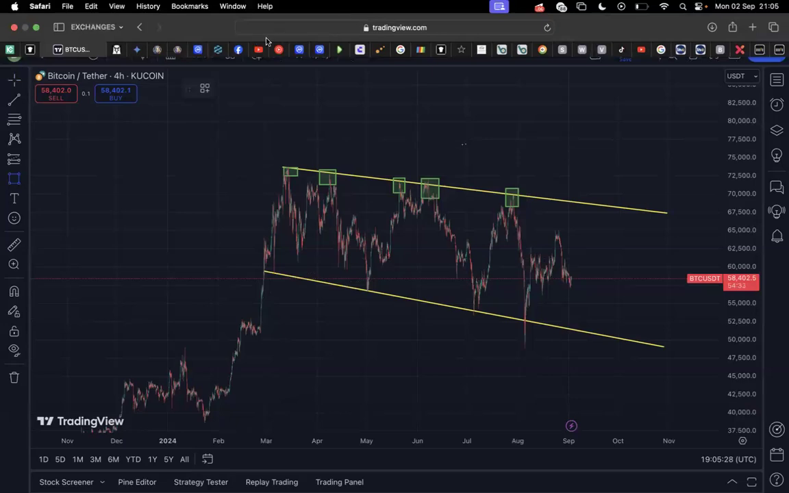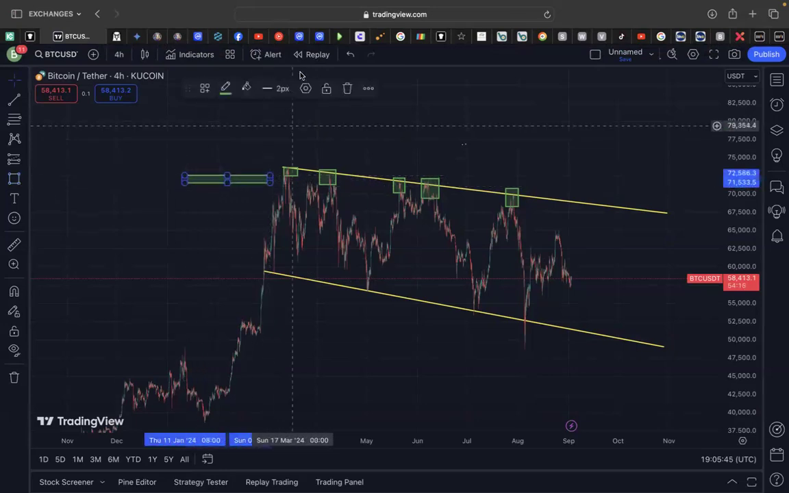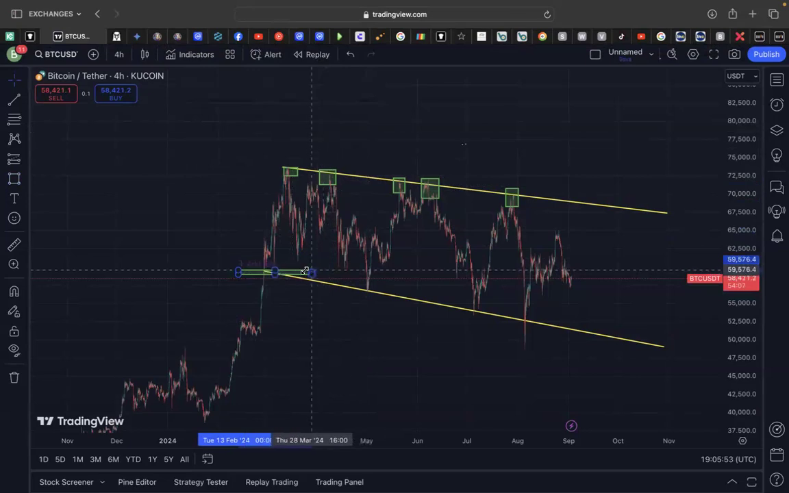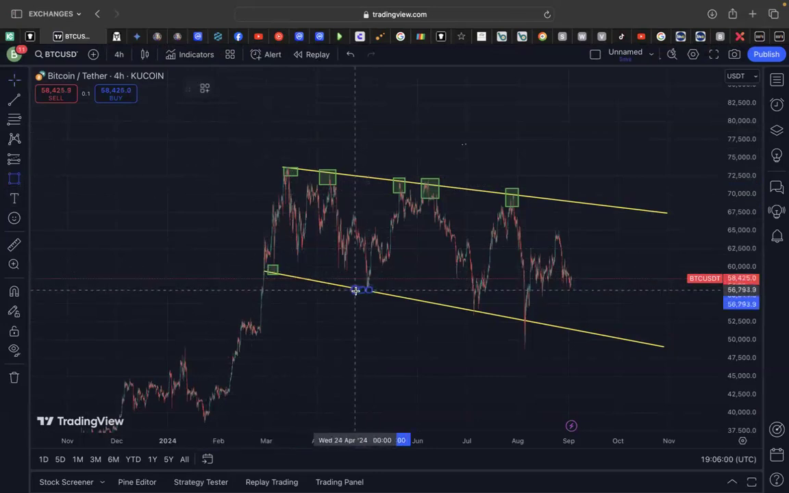Again, this level of support comes back to the fact that we have been testing this area multiple times.